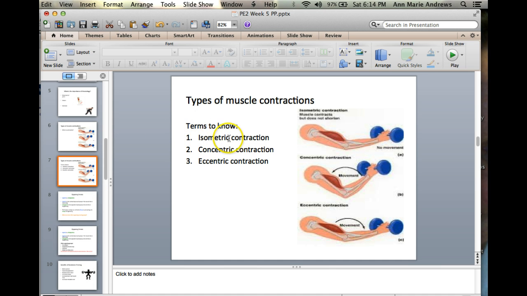Okay, so these are the terms to know. I just went over them. Isometric, same, right? It stays the same. That would be like wall sits, where you're not going up or down, you're just contracting that muscle in one position. Concentric would be the up movement, the upswing of the bicep curl. And eccentric would be the lengthening. So the lowering of the dumbbell, just like in this picture, the lowering of the dumbbell. The muscle's still being worked. You're still holding that contraction, but it's on the way down. Okay?